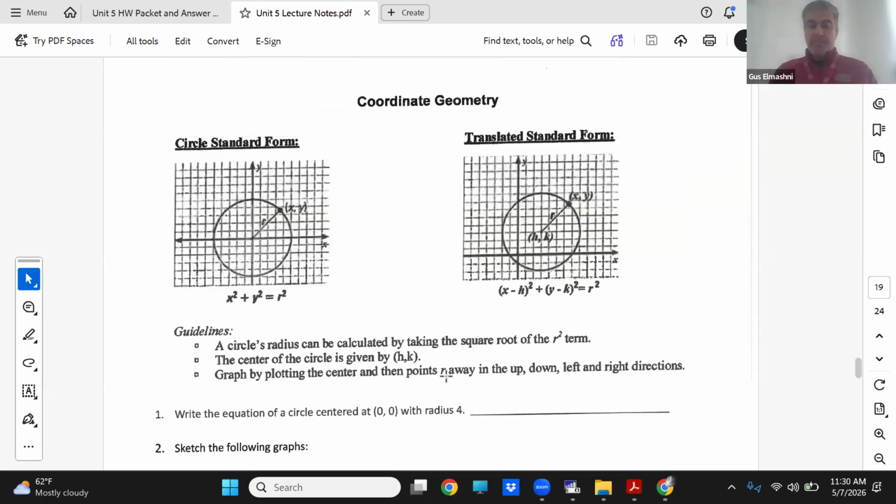a circle in standard form looks like this: x squared plus y squared equals r squared. And this one looks a little funky: (x minus h) squared plus (y minus k) squared equals r squared. This looks weird, but when I explain to you why it works the way it does, it makes so much sense.